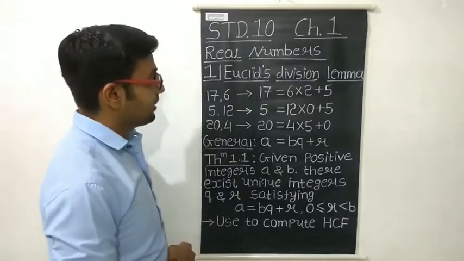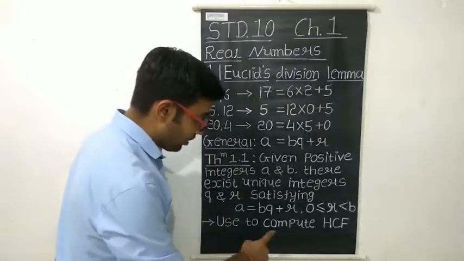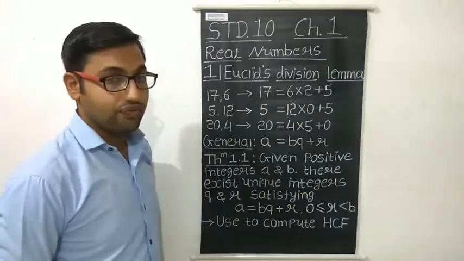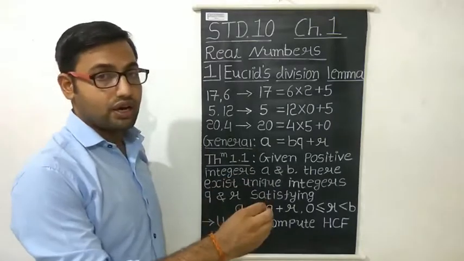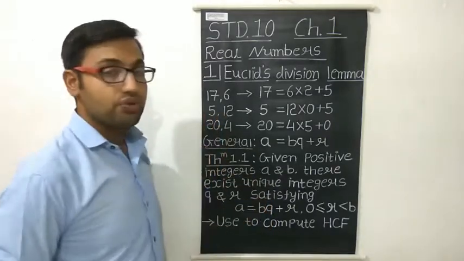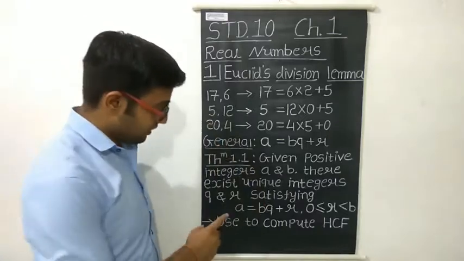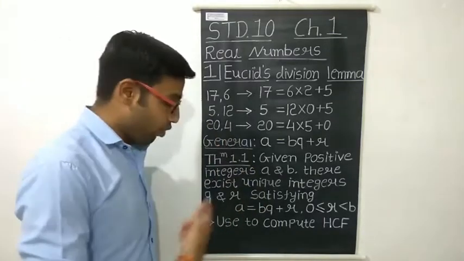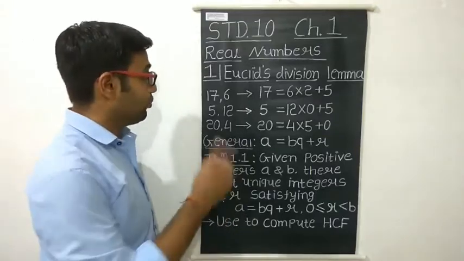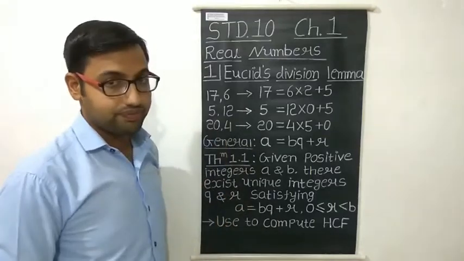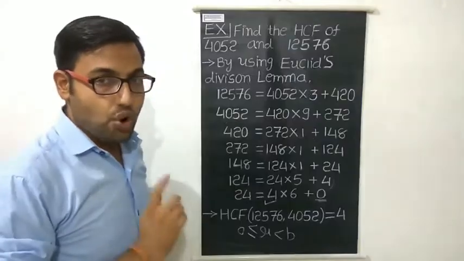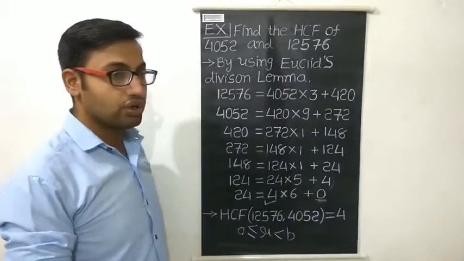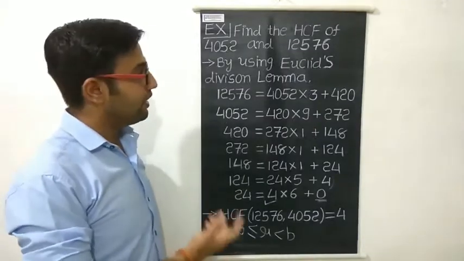Now, where do we use this Euclid's division lemma? We will use it to compute the HCF, the highest common factor, of two positive integers. One more concept we will study is called Euclid's division algorithm. So let us understand Euclid's division lemma to find the HCF.